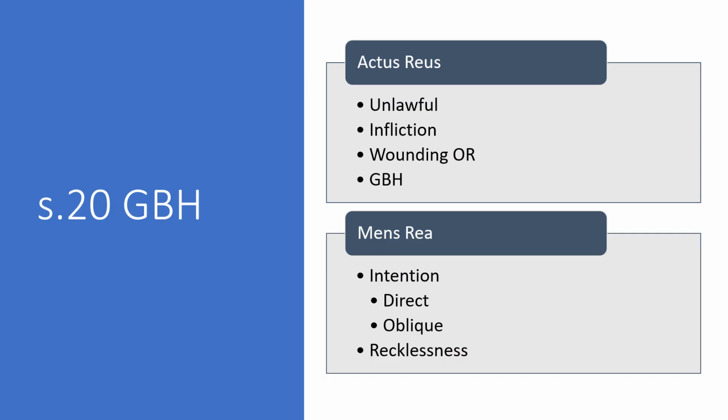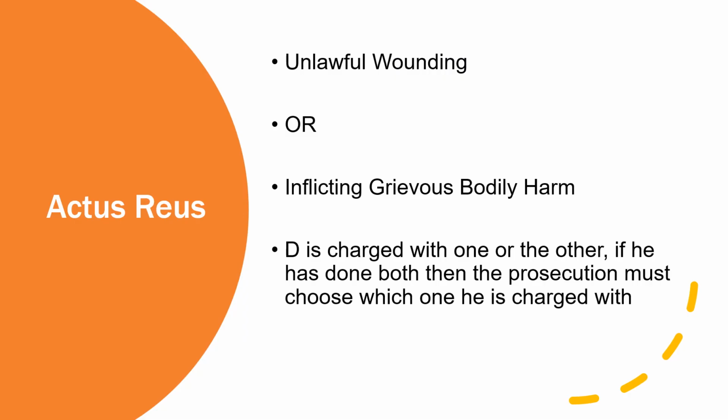So once we've addressed the infliction element, we need to consider, what was the injury? Was it a wound or was it GBH? We're going to look now at wounding. So we know unlawful wounding or inflicting GBH, the defendant is either charged with one or the other. Now, if he's done both, the prosecution must choose which one he's charged with.